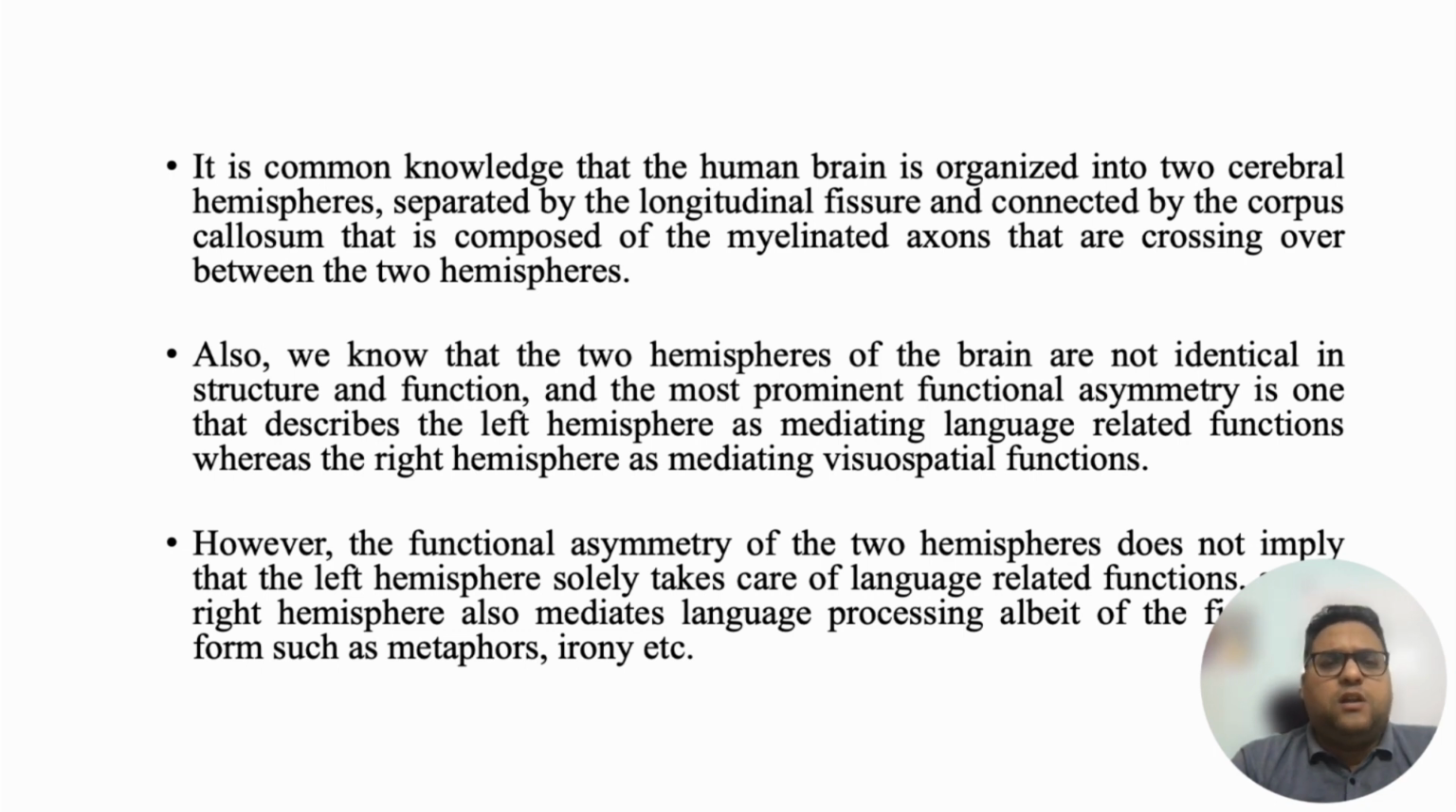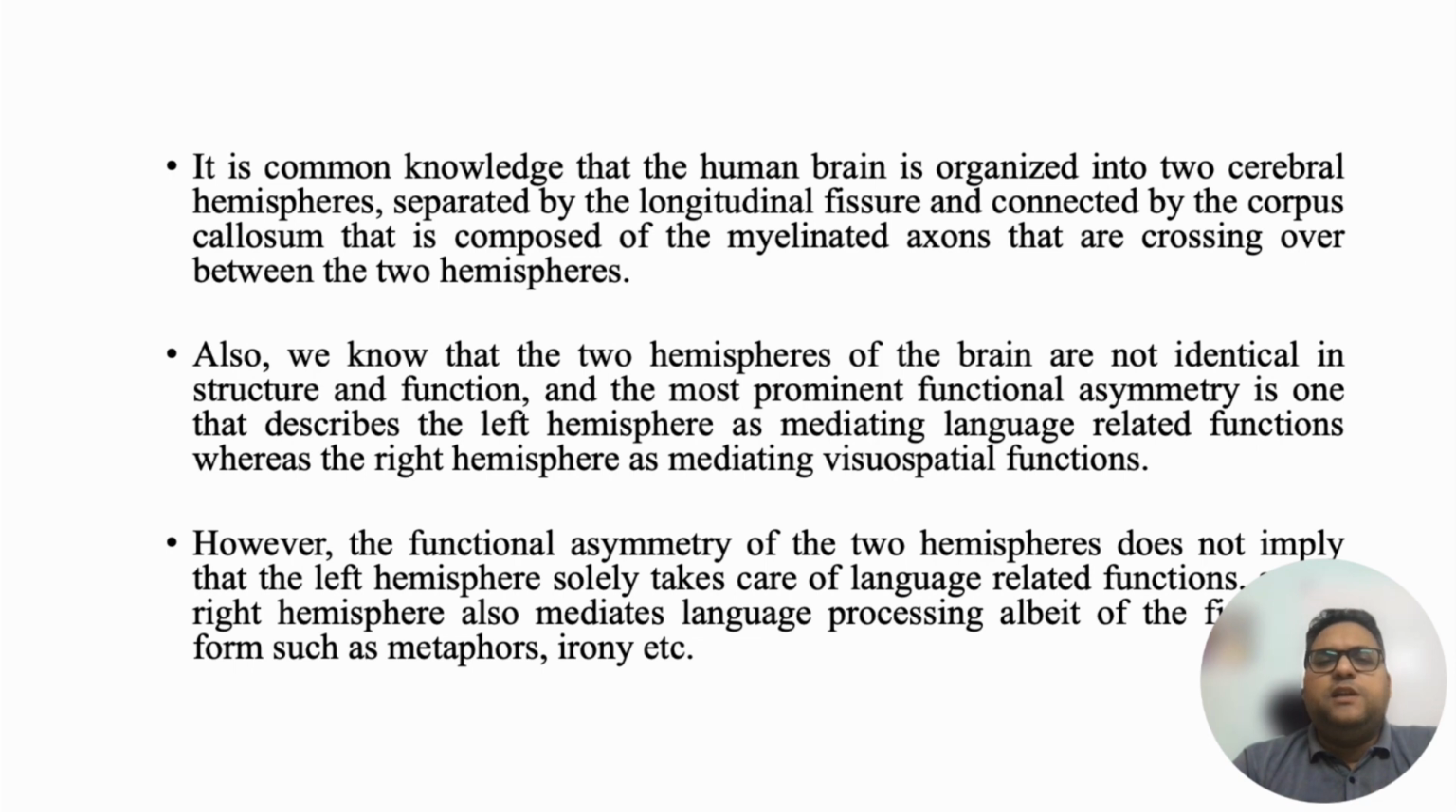Now, it is common knowledge that the human brain is divided into two cerebral hemispheres separated by the longitudinal fissure and connected by the corpus callosum, which is actually composed of myelinated axons of neurons that cross over between the two sides. The corpus callosum serves as the site providing exchange of information between the two hemispheres. Also, we note that the two hemispheres of the brain are not exactly identical in both structure and function, and that the most prominent functional asymmetry is that the left hemisphere mediates language functions and the right hemisphere mediates visuospatial functions.